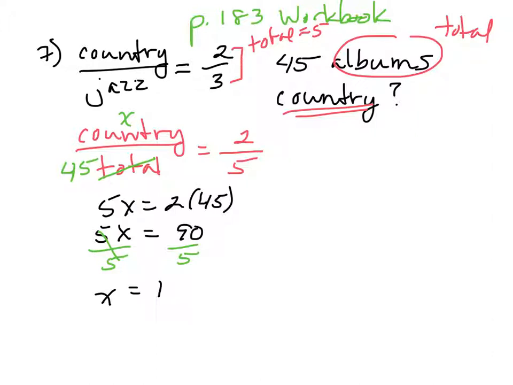5 goes into 9 once. What's left over? Yeah, and then that's a 4. And then 5 goes into 40 8 times. So what does x represent? What do we let x represent? Country albums. Does that answer the question? Yeah, it does. So therefore, there are 18 country albums.